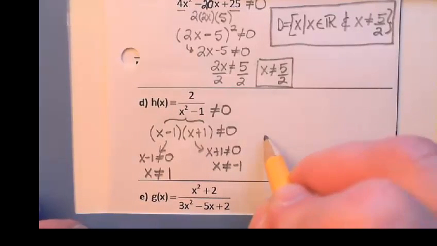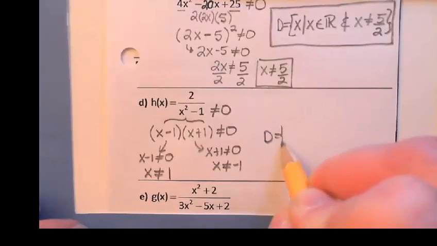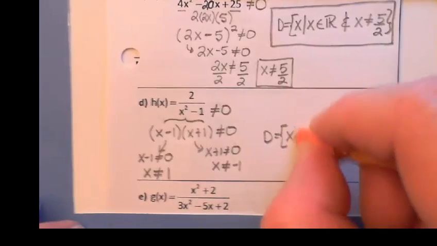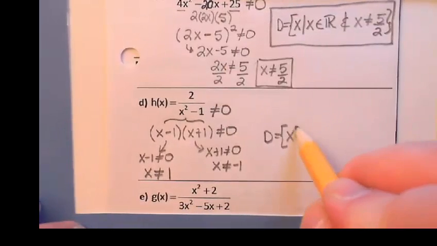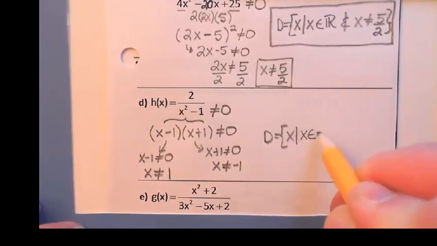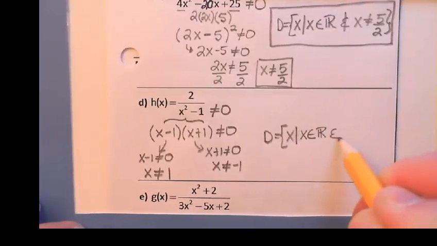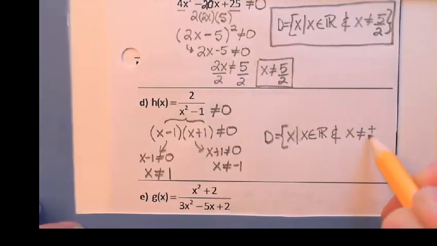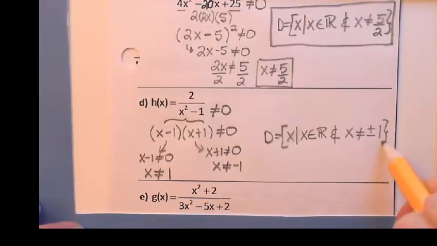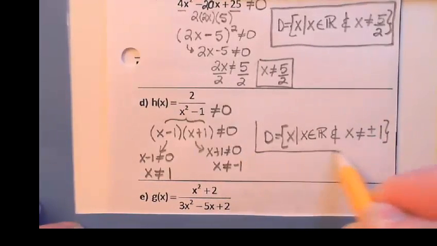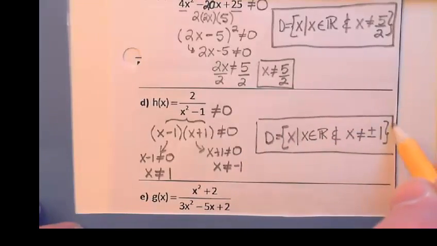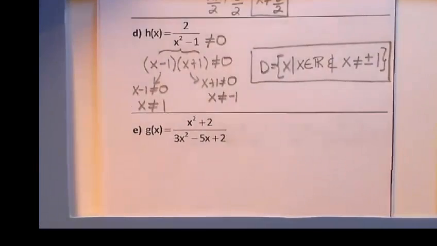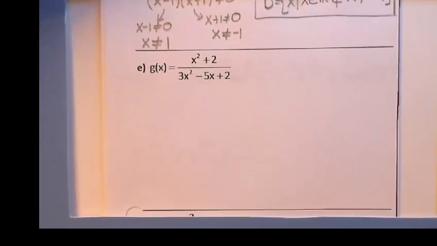So how do I write my domain? My domain will be x such that x belongs to all real numbers and x must be different than positive or negative 1. And there's our domain. Very well. There we go. Alright, let's go on to the next one. This next one is going to be letter E.